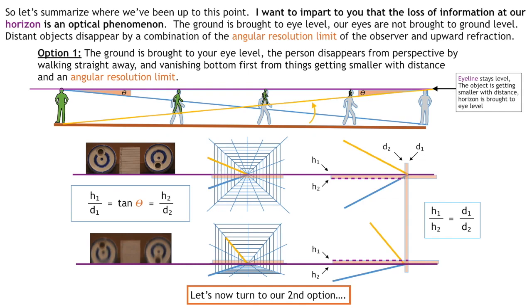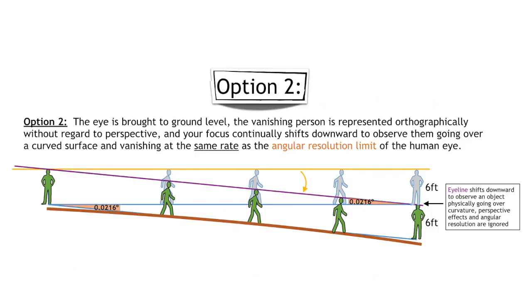Let's now turn to our second option. Option 2 was that the eye is brought to ground level. The vanishing person is represented orthographically without regard to perspective, and your focus continually shifts downward to observe them going over a curved surface and vanishing at the same rate. It just so happens to be the angular resolution limit of the human eye, and we will show that momentarily.